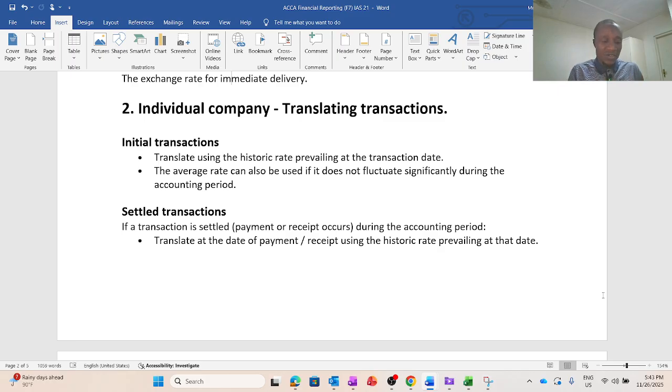But if there is a delay between the payment date and the transaction date, then we can account for IAS 21. So for the initial transaction, this is the concept that you need to know. For an initial transaction, on the date of transaction, we need to translate using the historic rate. We are going to translate using the rate on the date of transaction. Also, the average rate can be used if it does not fluctuate significantly during the accounting period. We are going to determine when we are going to use the average rate and when we are not.